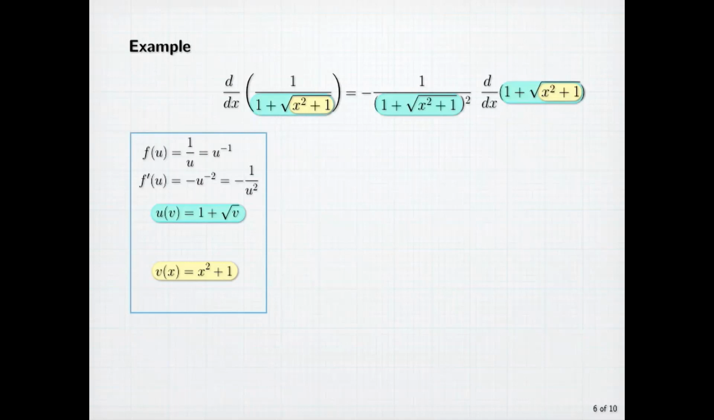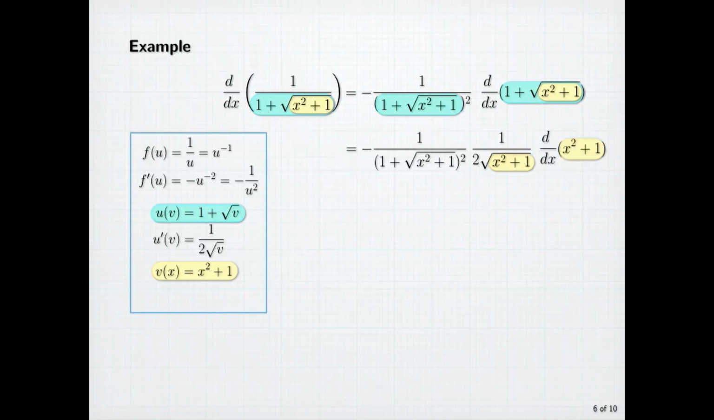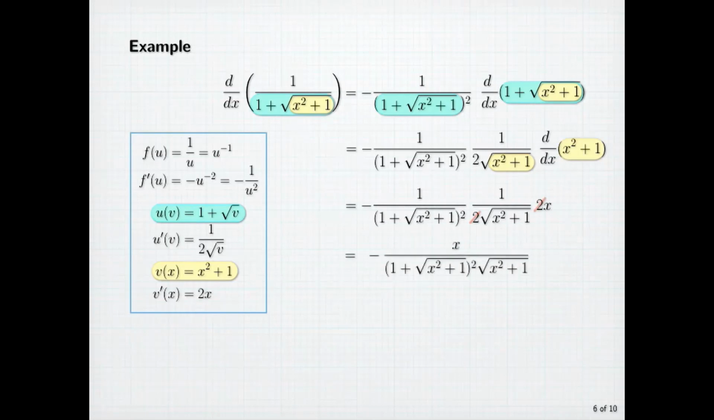The derivative of u with respect to v is 1 over 2 times the square root of v. So we have 1 over 2 times the square root of x squared plus 1, and we multiply by the derivative with respect to x of x squared plus 1. That's v prime of x, which is 2x. And so finally we have this product. We can cancel 2's here and write the derivative as you see it here.